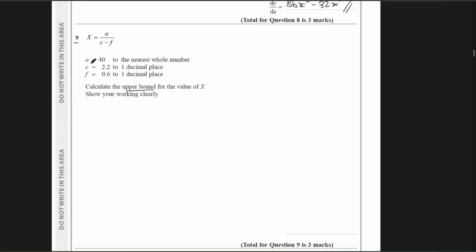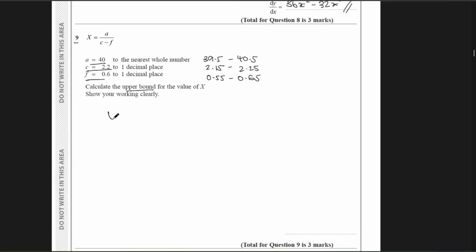So let's have a look. a is equal to 40 to the nearest whole number, meaning a ranges from 39.5 to 40.5. c is equal to 2.2 to 1 decimal place, meaning it ranges from 2.15 to 2.25. f is equal to 0.6 to 1 decimal place, meaning it ranges from 0.55 to 0.65. These are the upper bound and lower bound values of a, c, and f.